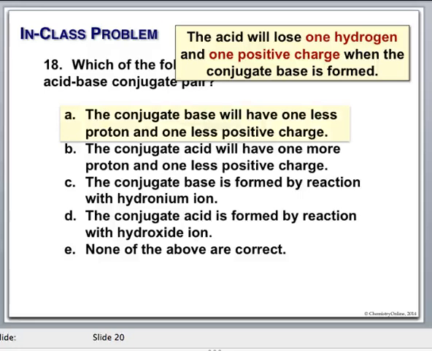Now let's look at the rest of them. Conjugate acid will have 1 more proton? No, it doesn't accept a proton, it gives it up, doesn't it? Conjugate base is formed by reaction with hydronium. No. First of all, that doesn't make sense. But a conjugate acid-base pair is simply the Bronsted acid and what's formed after it gives up its proton. This is wrong, this is wrong. And of course, E is wrong.